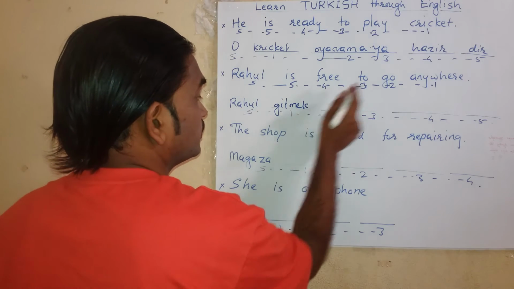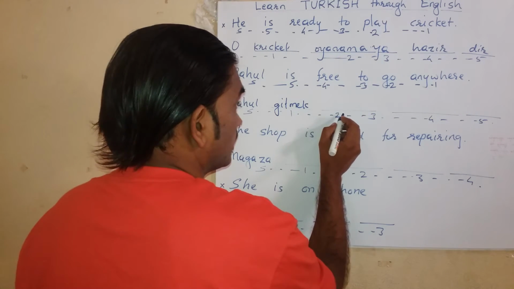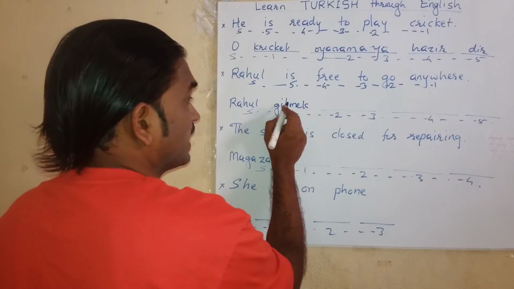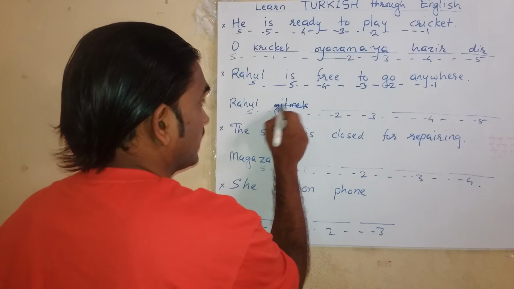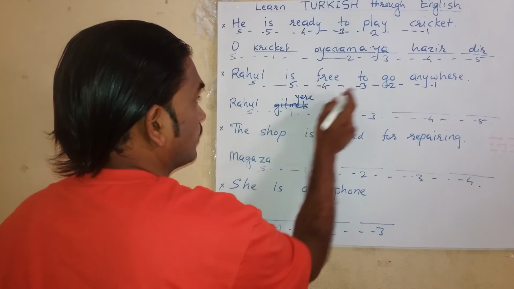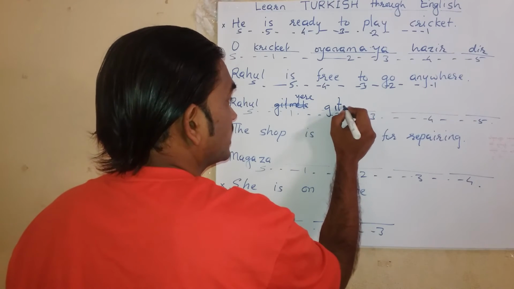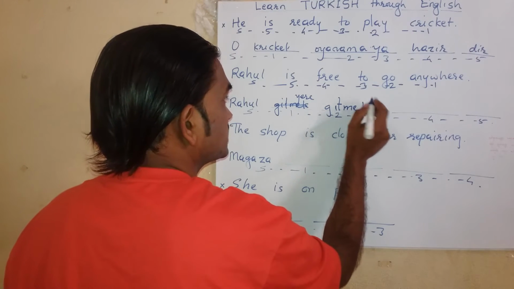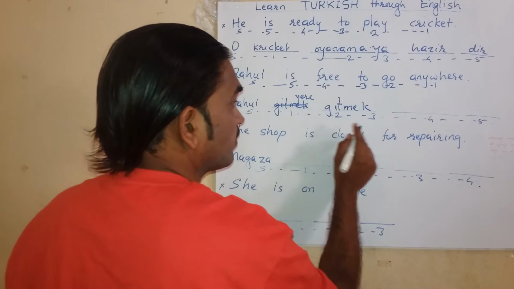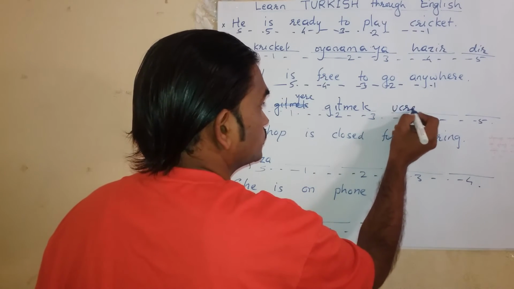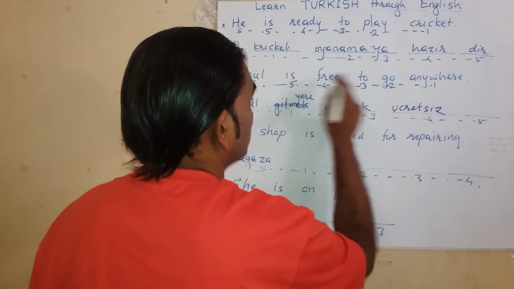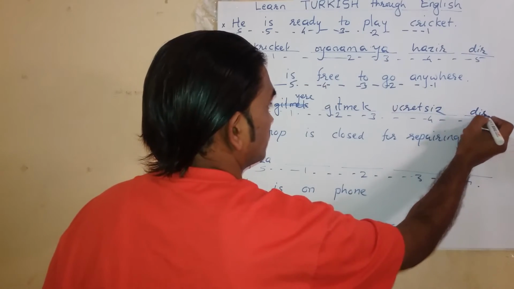Gitmek. The word for anywhere is ere, Y-E-R-E. Rahul ere. The word for go is git. The word for gitmek, to go. The word for to is make. Ere git make. The word for to is usret siz. Usret siz.